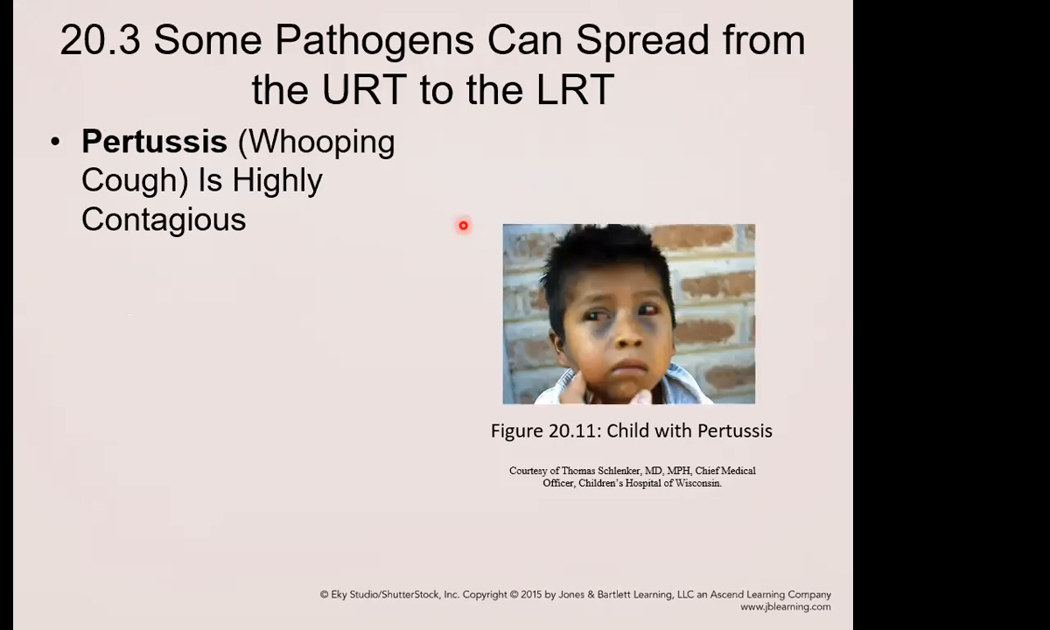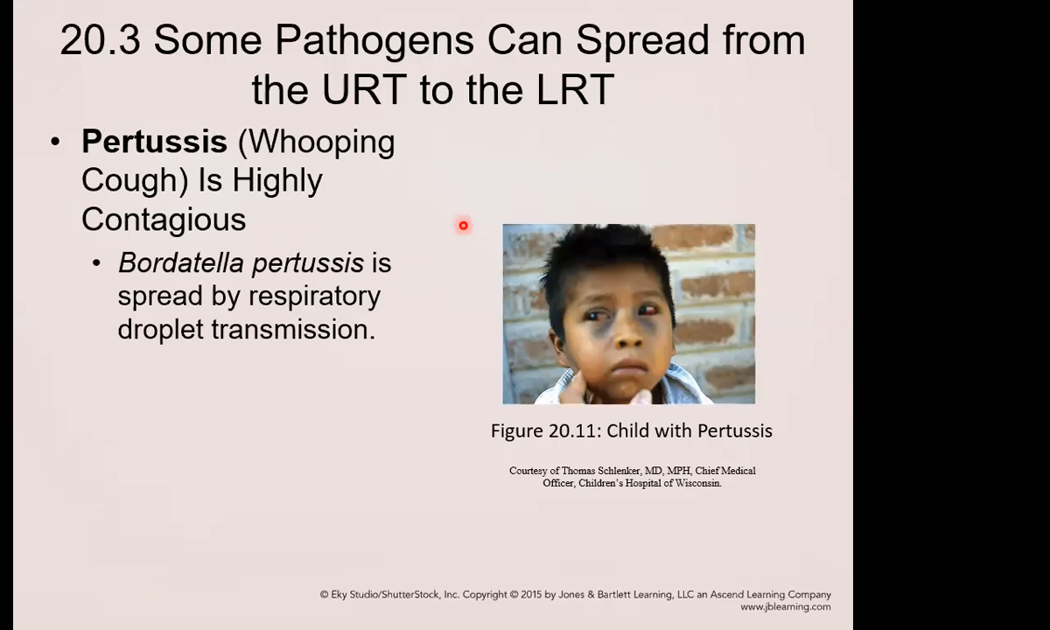All right, I think this is probably the worst image that we have to see today. And so this is a young boy who has pertussis, otherwise known as whooping cough. This is caused by a bacterium called Bordetella pertussis.